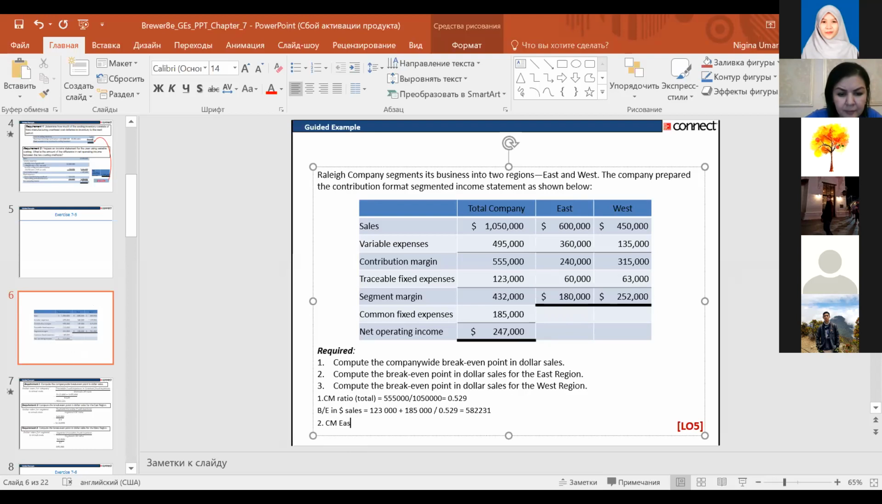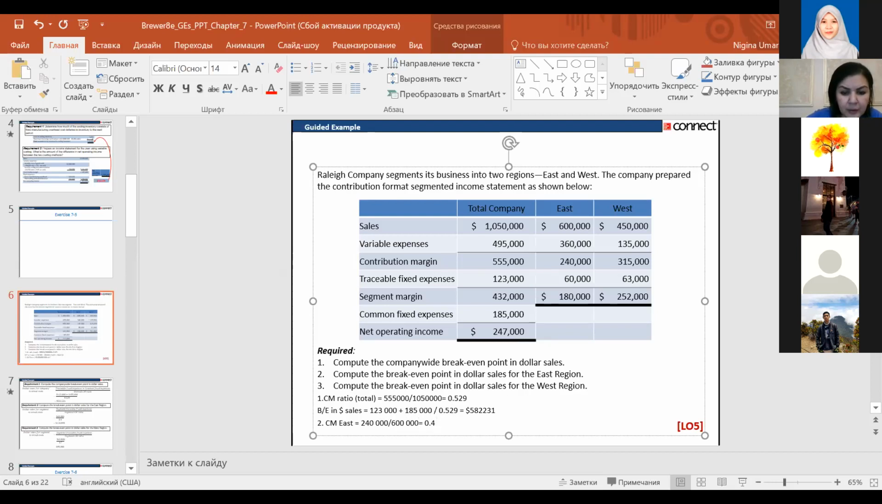Okay, East. So how to calculate contribution margin ratio for East? 240,000. Yes, we divide by 600,000, equal to 0.4. Okay, very good.